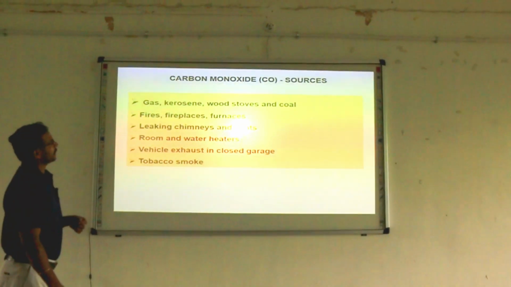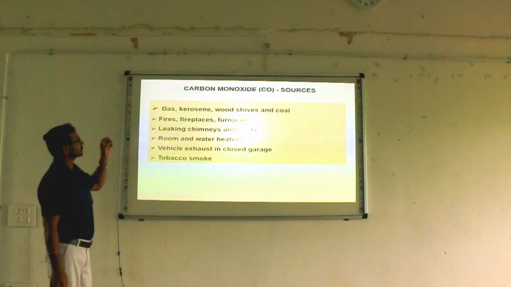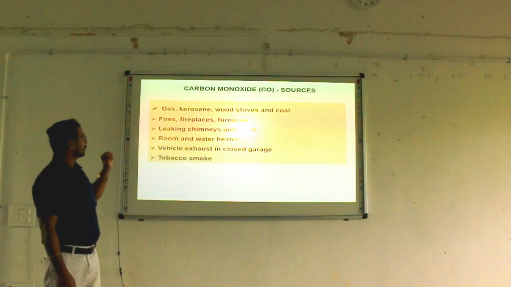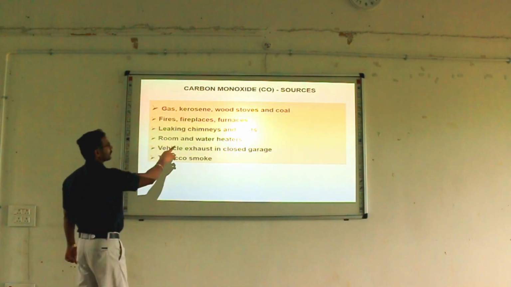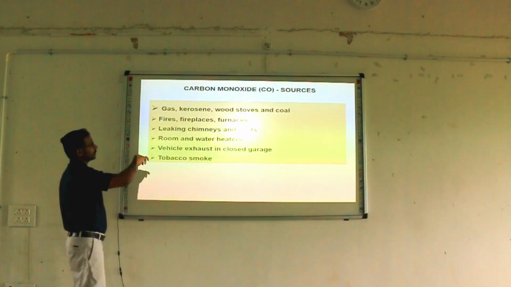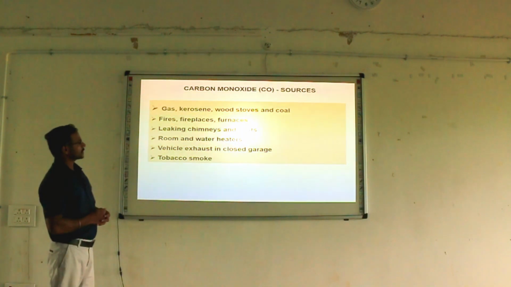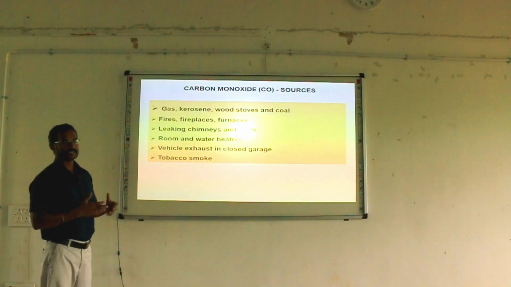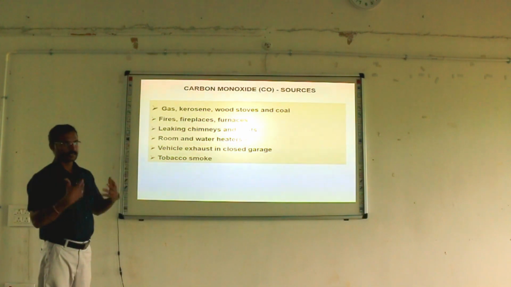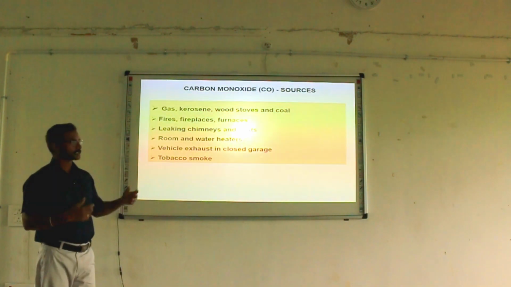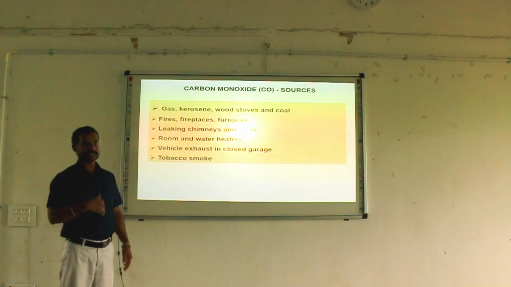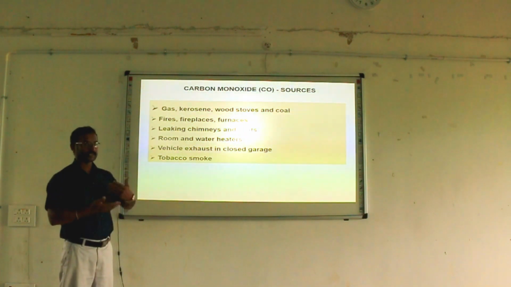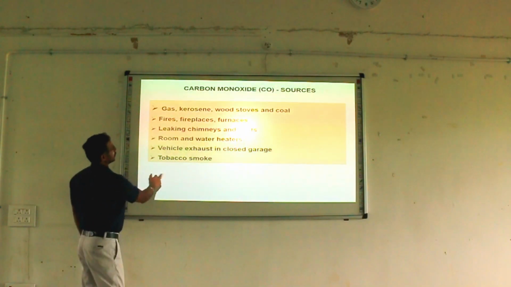Then carbon monoxide, what are the sources? Mainly gas, kerosene, wood stoves and coal. Then fireplaces and furnaces, leaking chimneys and vents, room and water heaters, and vehicle exhaust in a closed garage. We can also say generators. In the city, we can face the problem of carbon monoxide when a genset is operating; it will affect the air.